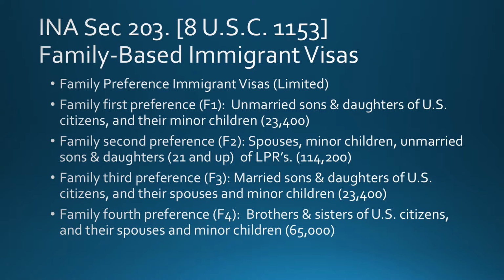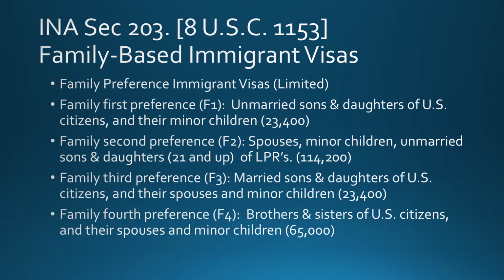114,200. F3 is for married sons and daughters of U.S. citizens and their spouses and minor children. The limit is 23,400. And the last one, F4, is for brothers and sisters of U.S.